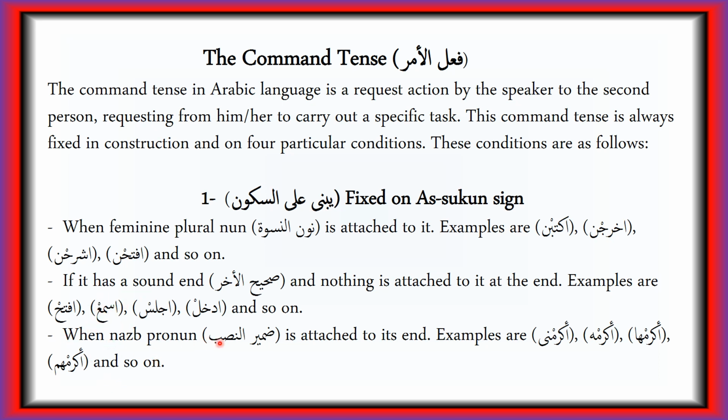When the nasb pronoun, damir nasb, is attached to its end, examples are akrim, akrimni, akrimhu, akrimha, akrimhum, and so on. See that all of these verbs have damir nasb attached to the end. For example, akrimhu has hu attached to the end, akrimha has ha attached to the end, and so on. So they all take a sukun at their ends.